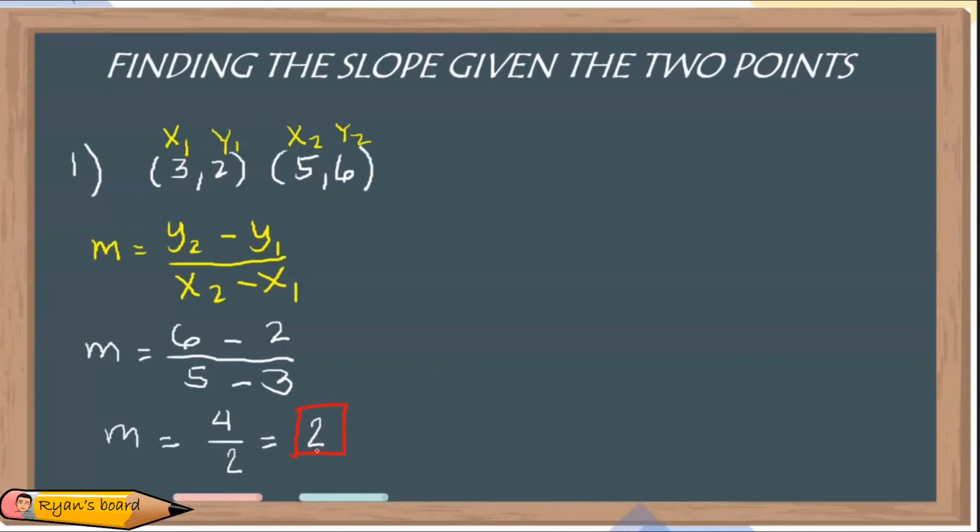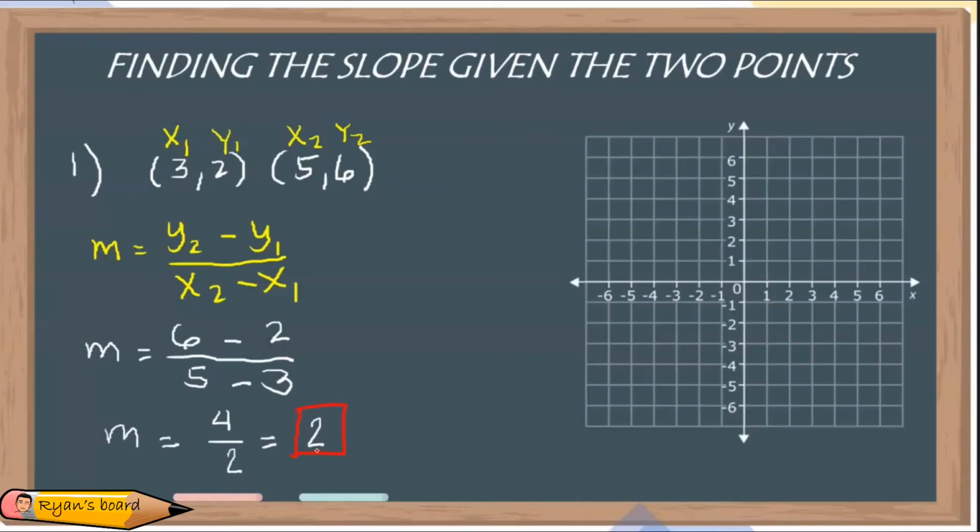Okay? So, pwede mo nang hindi i-graph yan, gamitan mo lang ng ating formula, makukuha mo na yung tarik, yung slope ng line. Pero, check natin using graph. Let's plot (3, 2). Yan. And let's plot (5, 6). Yun. Then, we connect the points. Yan. So, we have now the line.